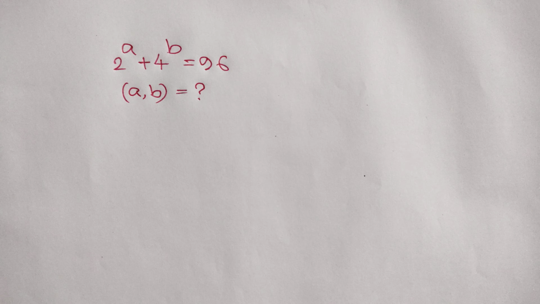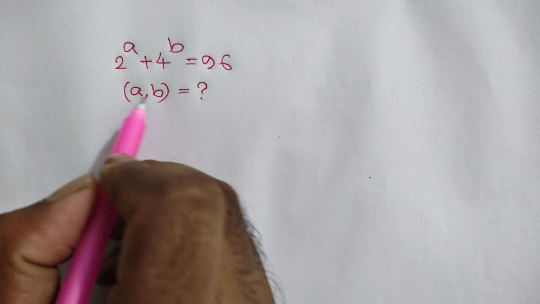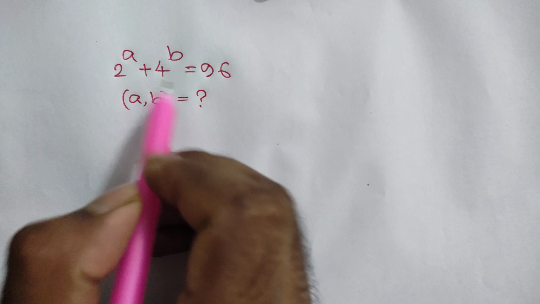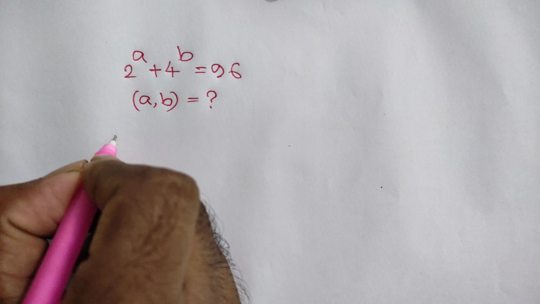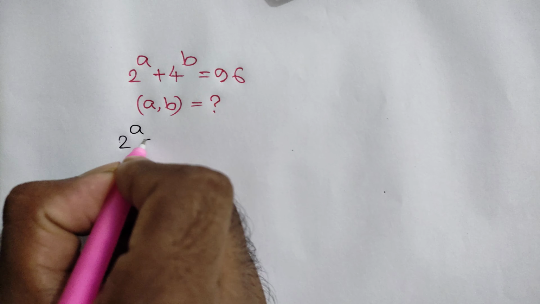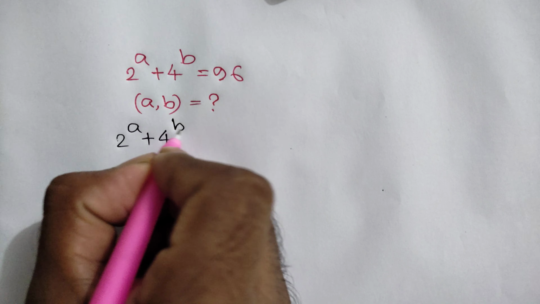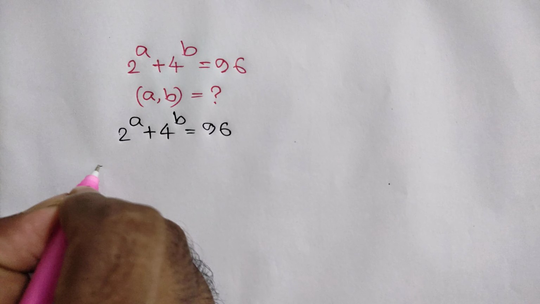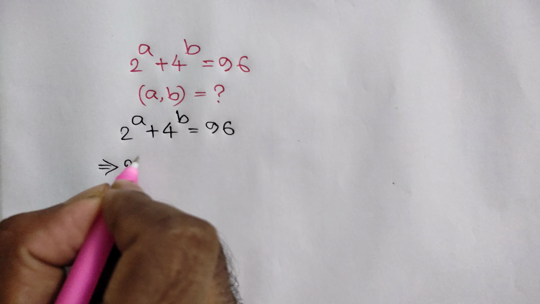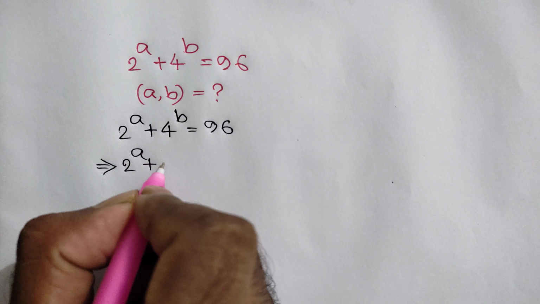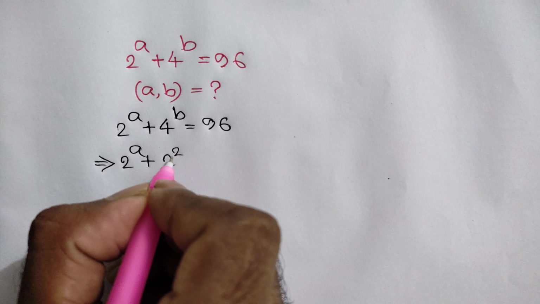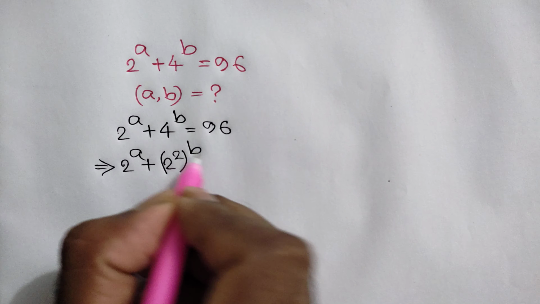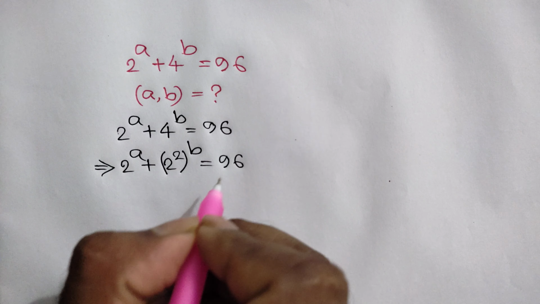In this video, I am going to show how to find the value of a and b where 2 to the power a plus 4 to the power b is equal to 96. The question is given: 2 to the power a plus 4 to the power b is equal to 96. Or 2 to the power a plus, this 4 can be written as 2 square, because 2 square is the same as 4, whole to the power b is equal to 96.